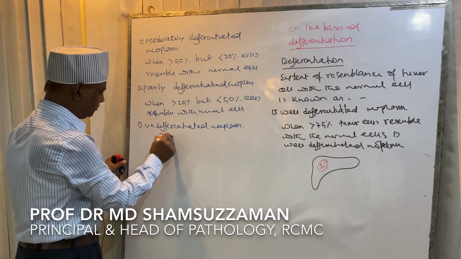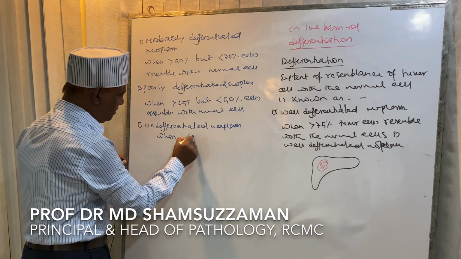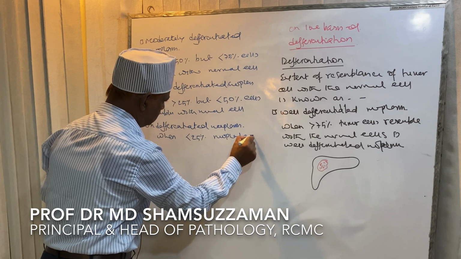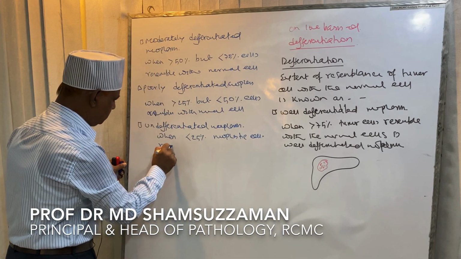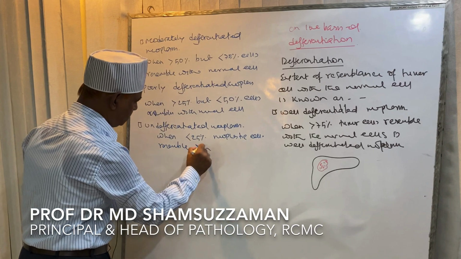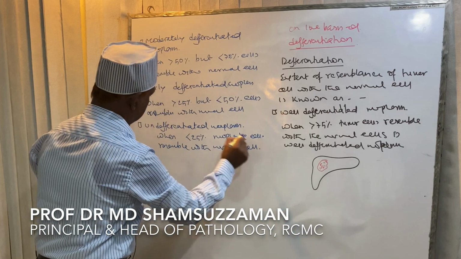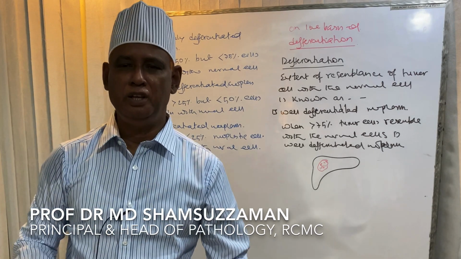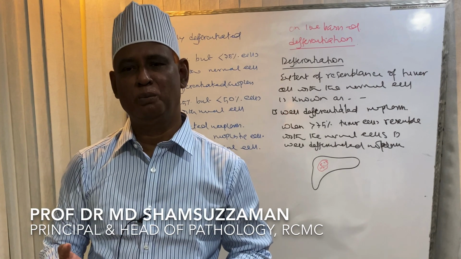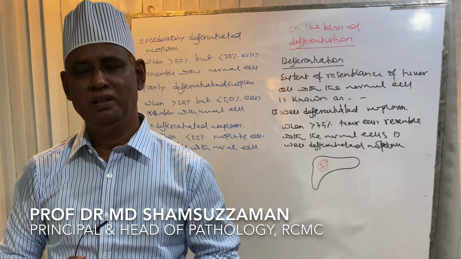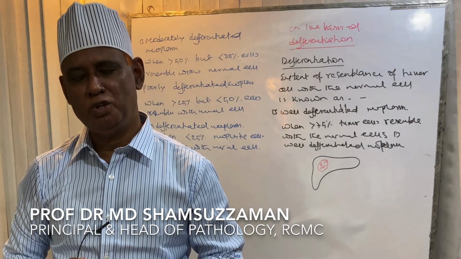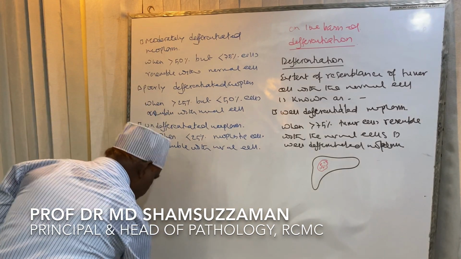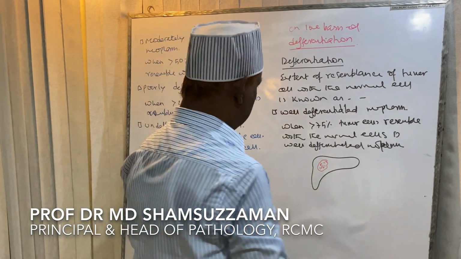When less than 25% of neoplastic cells resemble the normal cell, then the tumor is called an undifferentiated tumor or undifferentiated neoplasm. Dear audience, this classification is done by the histopathologist.